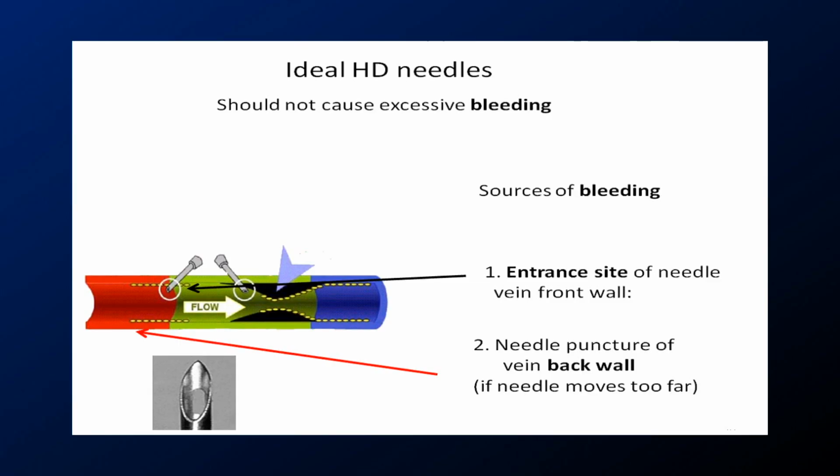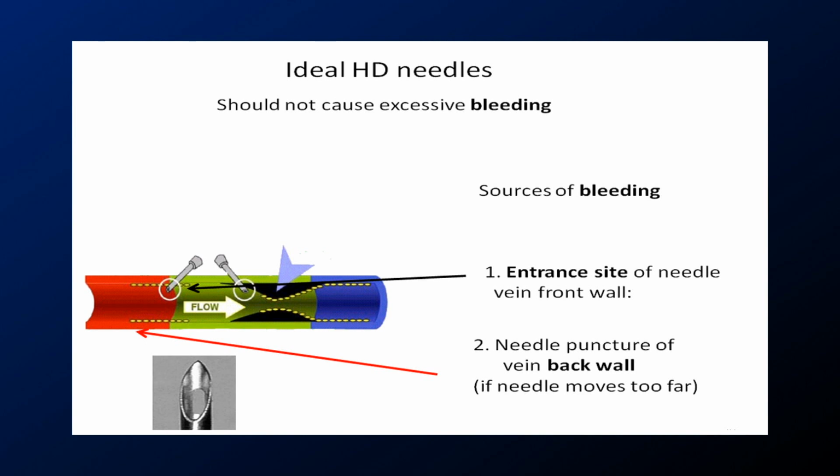Well, let me go back one step. Because of the risk of bleeding, we have been searching for a way to prevent bleeding or to reduce the risk of bleeding. And this is how bleeding happens. When the needle enters the front wall of the vein, that's one place where it can bleed. When we push the needle farther or the patient moves around, the needle can move forward and then perforate the back wall. And that is another severe source of bleeding because we cannot even see it.